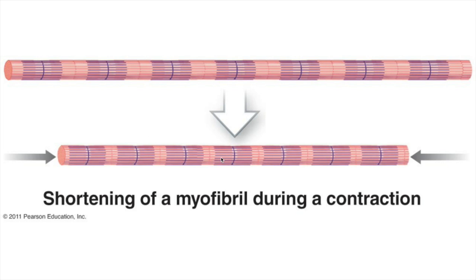And so with all of these individual sarcomeres shortening, that leads to the whole myofibril shortening, and all the myofibril shortening leads to the muscle shortening, and that's how we get contraction.